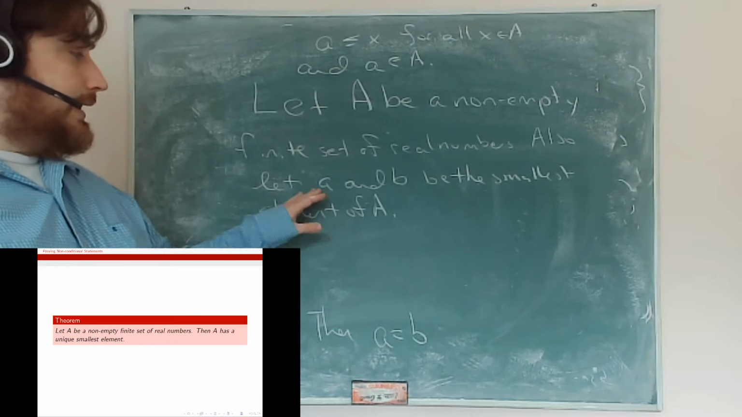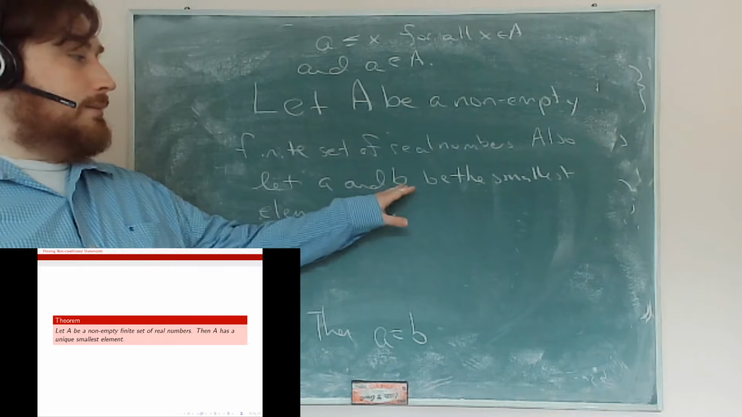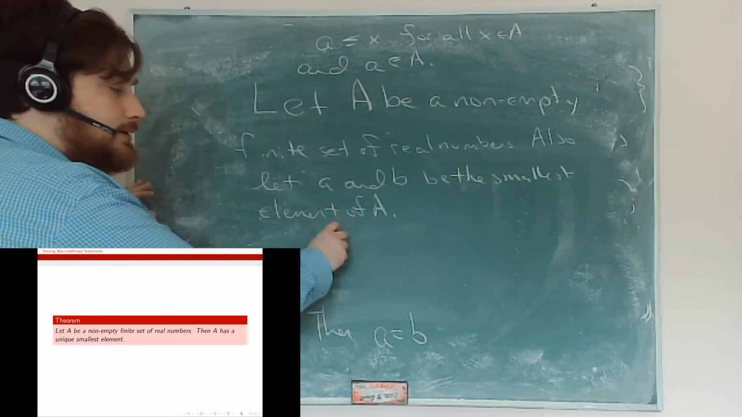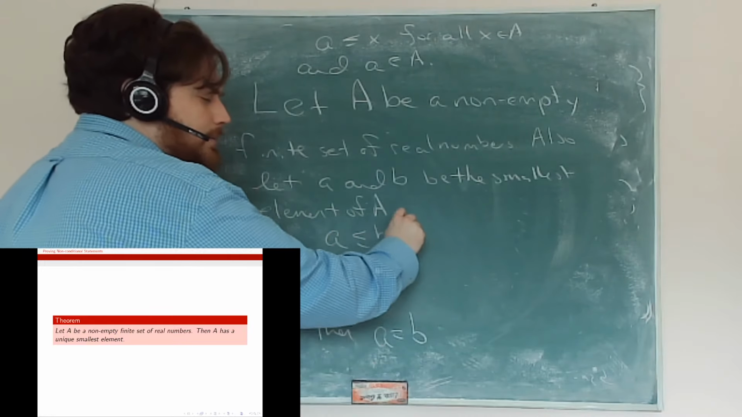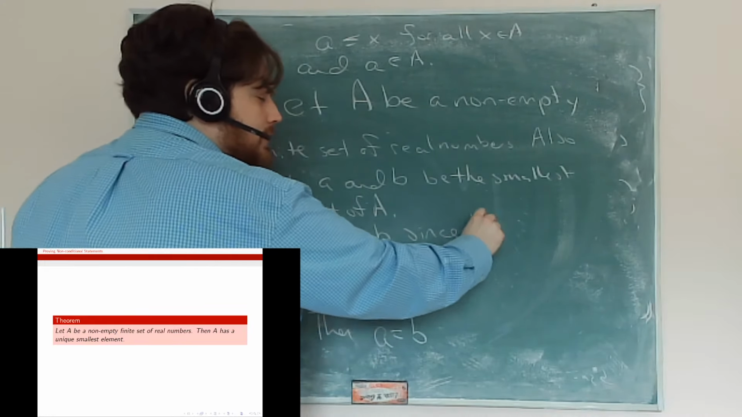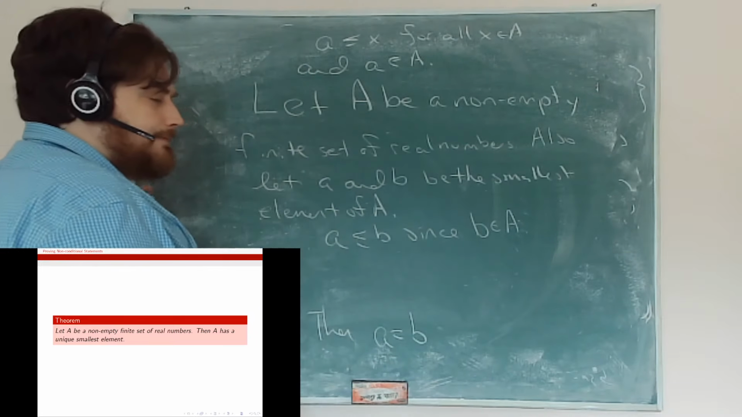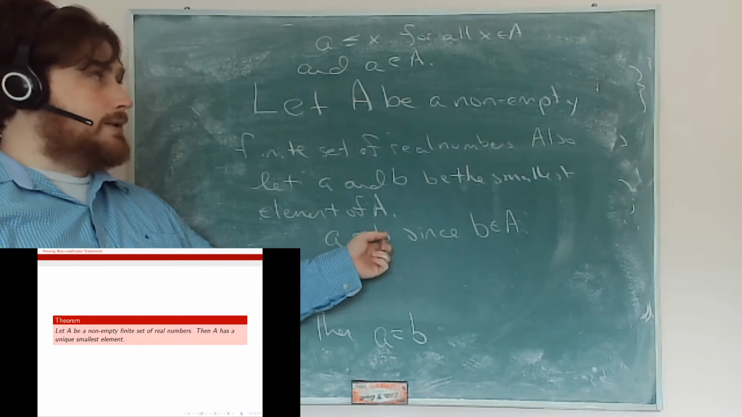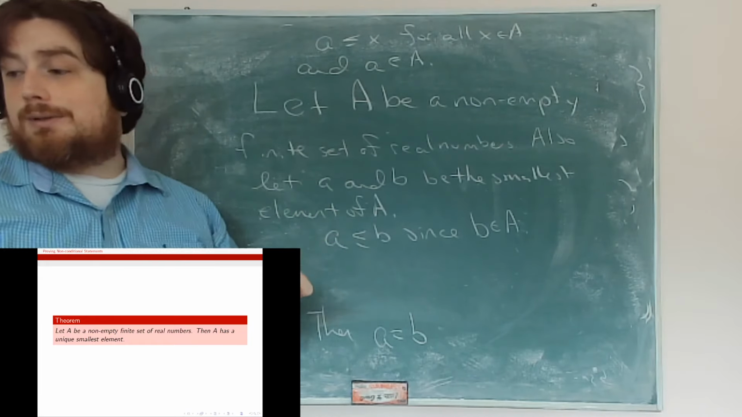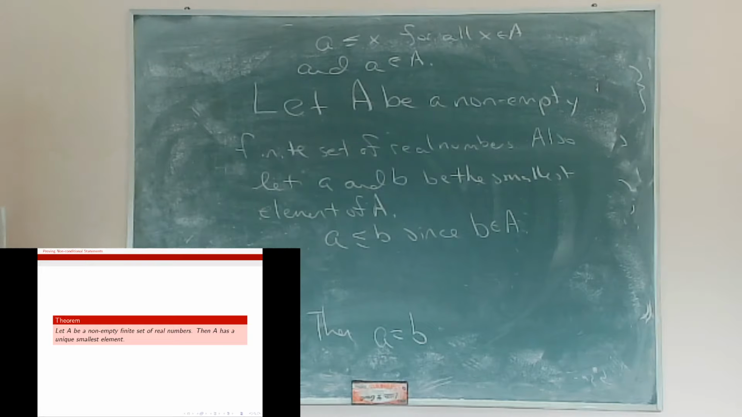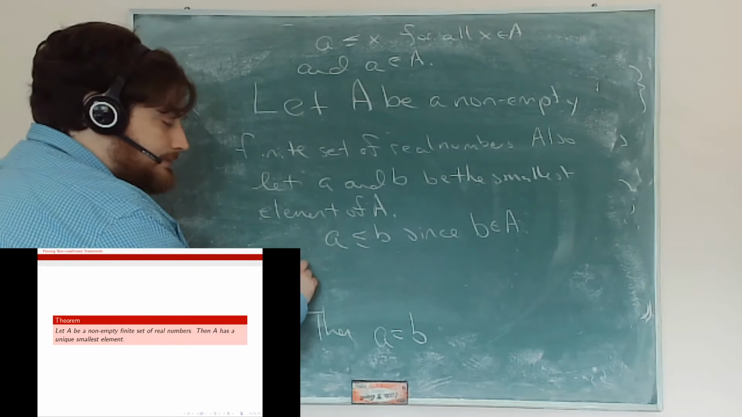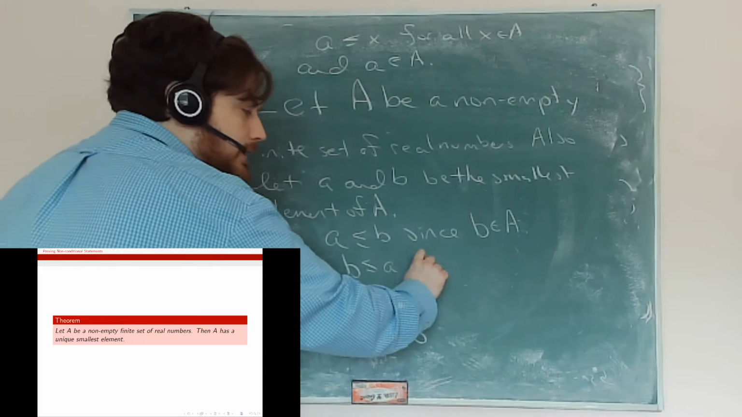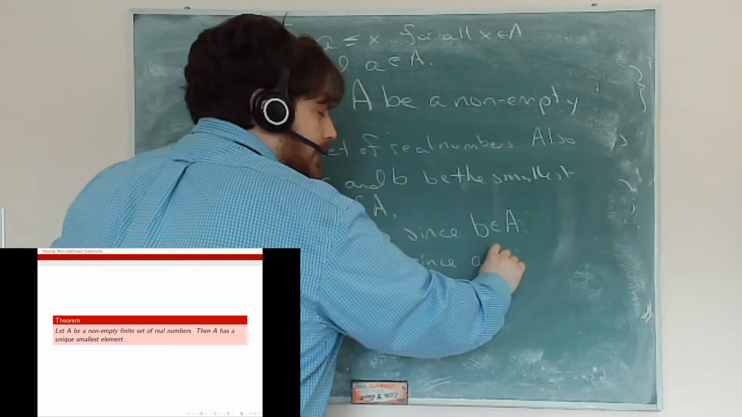So now, since a is the smallest element of A, and b is the smallest element, that means b is an element of A. Hence, a is less than or equal to b, since b is an element of A. So this is an element of A, therefore little a has to be less than or equal to it, because it is the smallest element. By the same reasoning, since b is the smallest element, it has to be less than or equal to a, since a is in A.